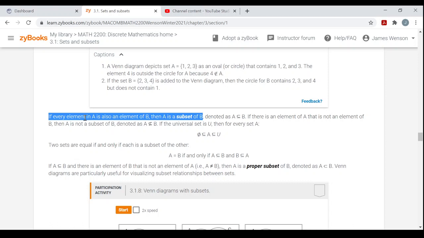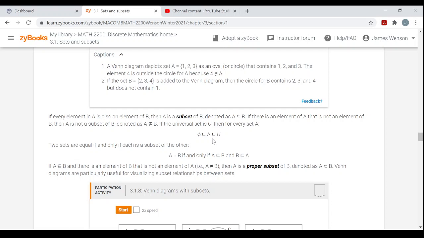If every element of A is also an element of B, then A is a subset of B. Well, if you look at this statement, if every element of the empty set is an element of A, then the empty set is a subset of A. Well, there are no elements of the empty set, so the hypothesis is false. Remember, when you have a false hypothesis, the implication is true. So I'll say that one more time: the empty set is a subset of any set.